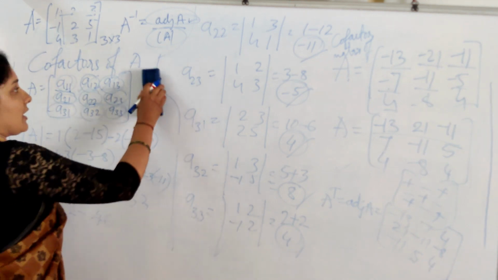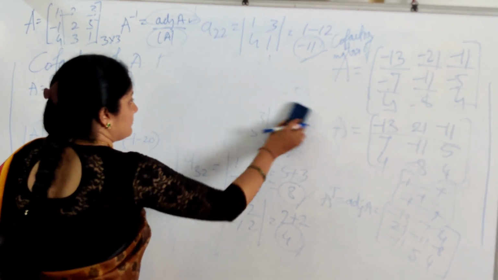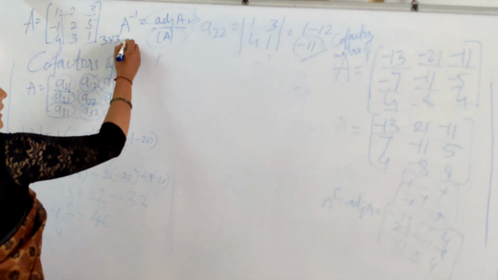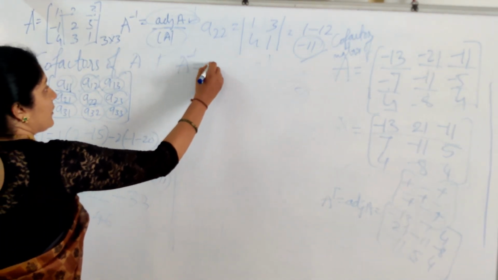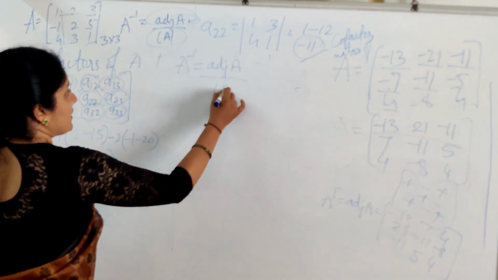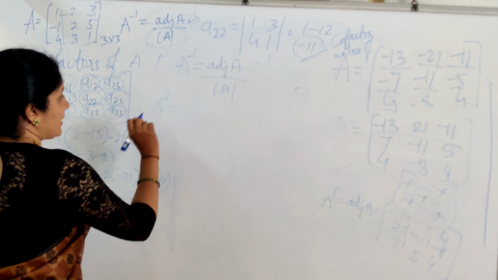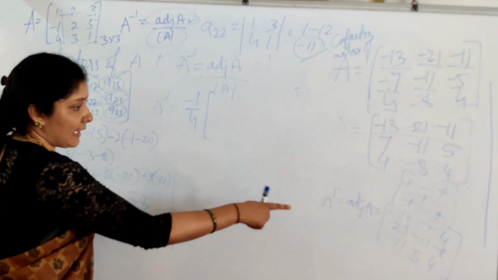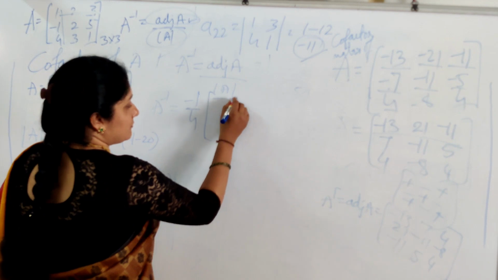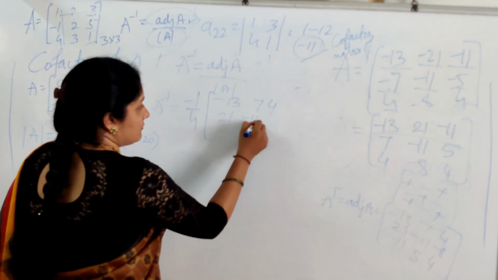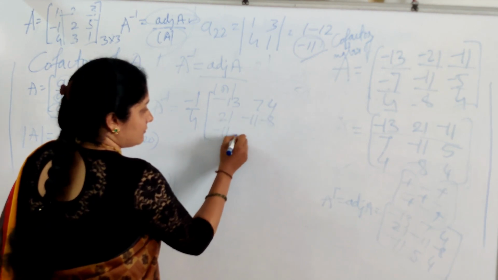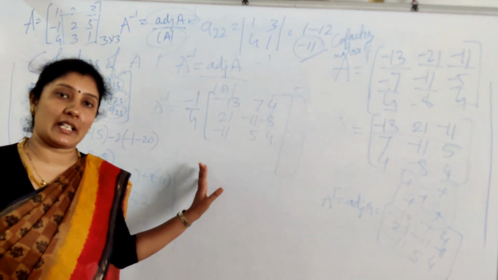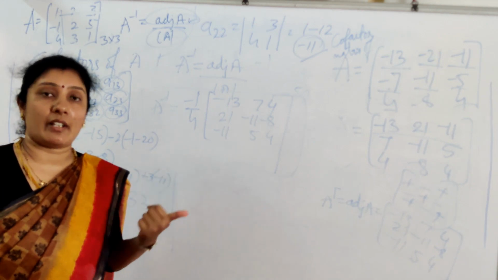What is the final answer? As per the formula, A inverse is equal to the adjoint of A divided by its determinant. So A inverse equals minus 1 divided by 4, this is the determinant, and the adjoint. So this is the final answer. This is the procedure of finding the inverse of a matrix when the size is 3 by 3.